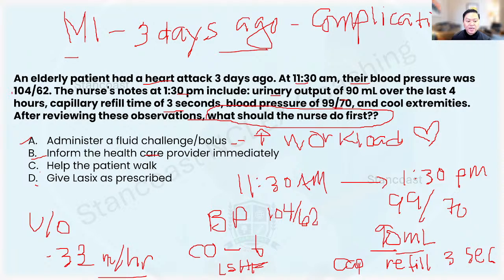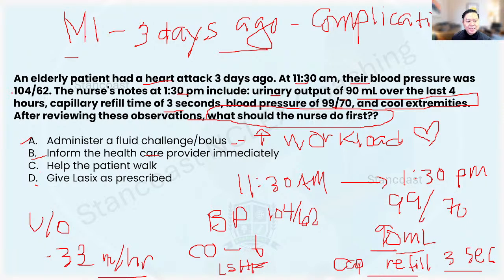Notify the medical provider. And the cap refill of 3 seconds, that is very significant as well. That simply means that there is no longer enough perfusion and circulation into the nail beds, the peripheral portions of the body. So these are significant findings. Aside from that, I think I forgot to put here cool extremities. Okay, yeah, we have the cool extremities. That's a significant finding, guys. So you need to report those immediately to the medical provider. That is why that is the answer.